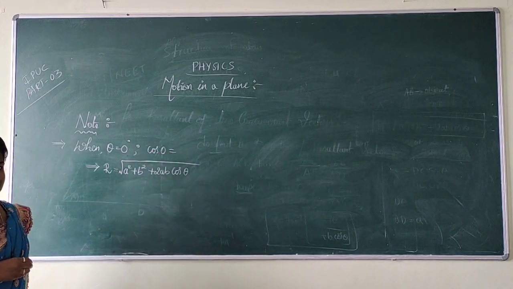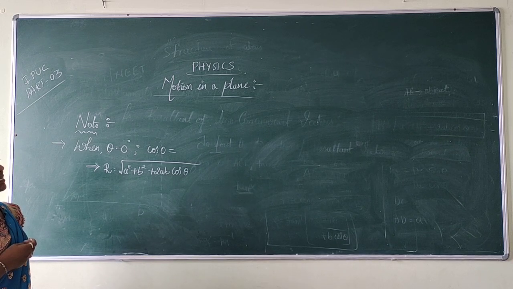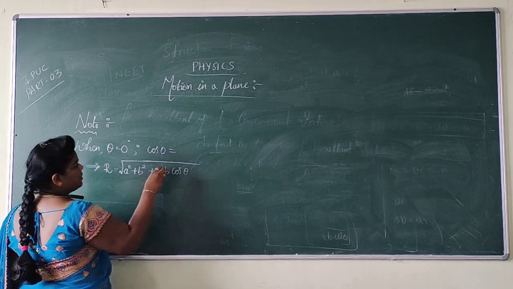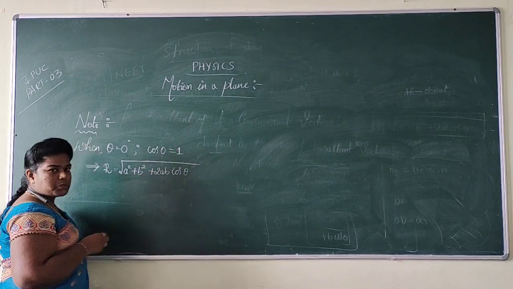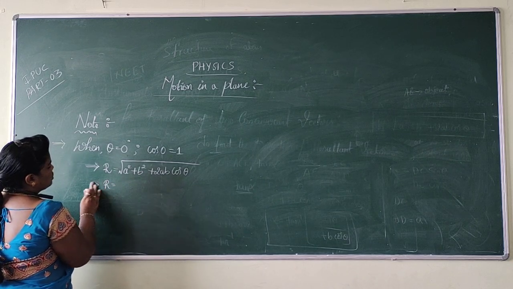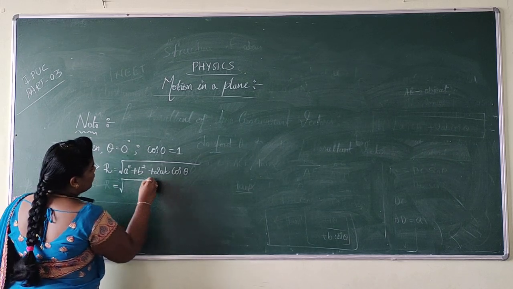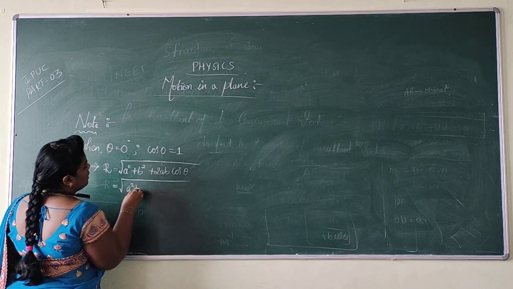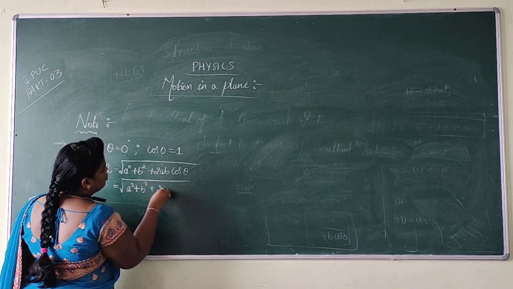I think you know that sin 0 is 0, sin 90 is 1, 0 to 1 and 1 to 0. So cos 0 becomes 1, right? Cos 0 becomes 1. So then R is equal to, I am just writing it out, the square root of a squared plus b squared plus 2ab.